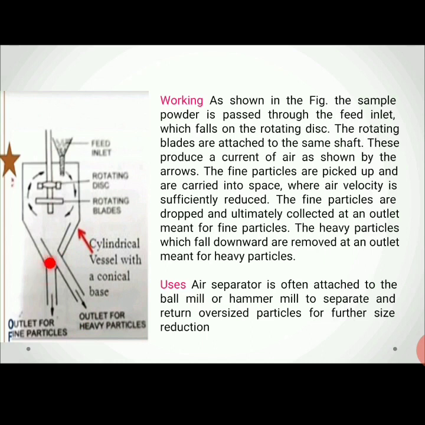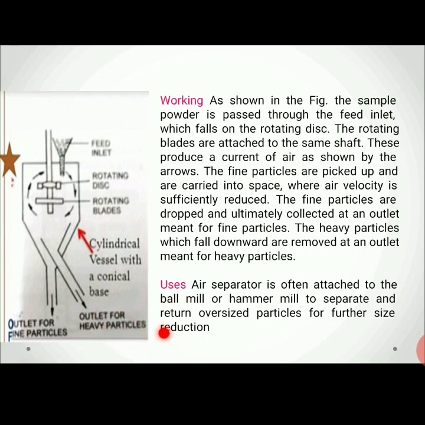Here, how are these fine particles and heavy particles separated? In this cylindrical vessel with the conical base, there is a sieve-like structure with perforated holes to separate the fine and heavy particles. At this outlet the perforated holes are of bigger size, and here the perforated holes are of very small size. That's why from this opening fine particles fall down, and from this opening heavy particles fall down.